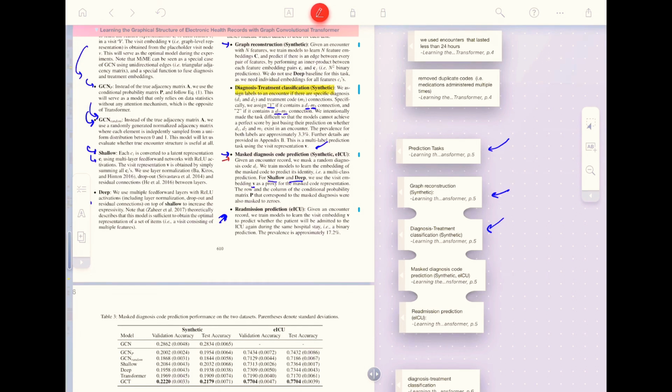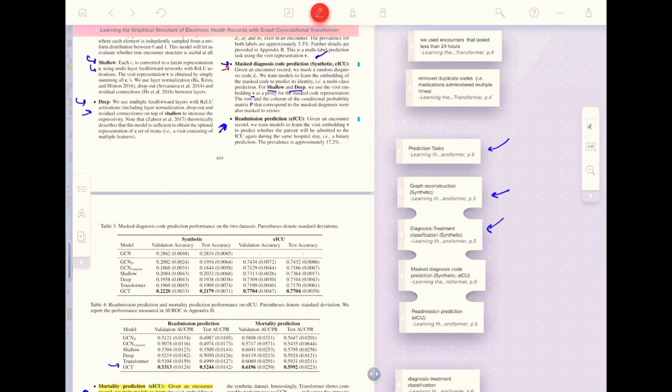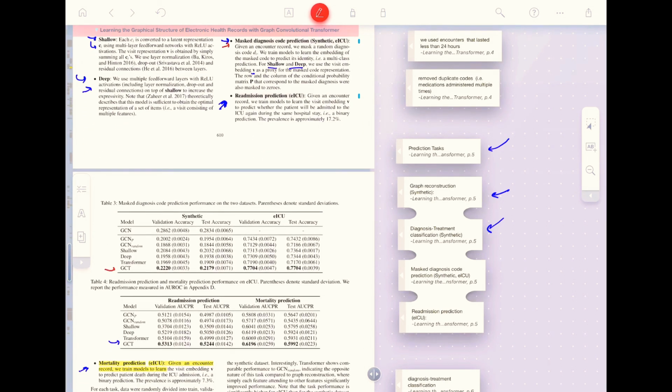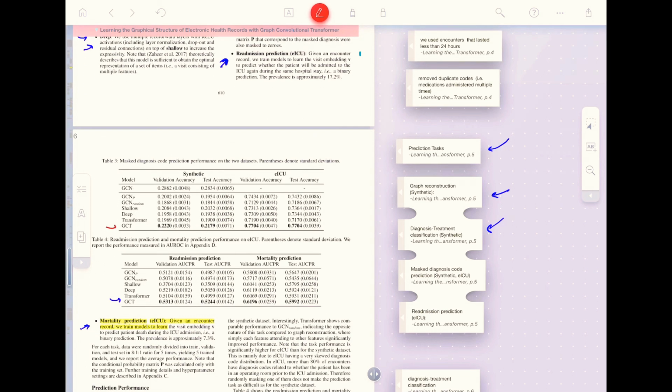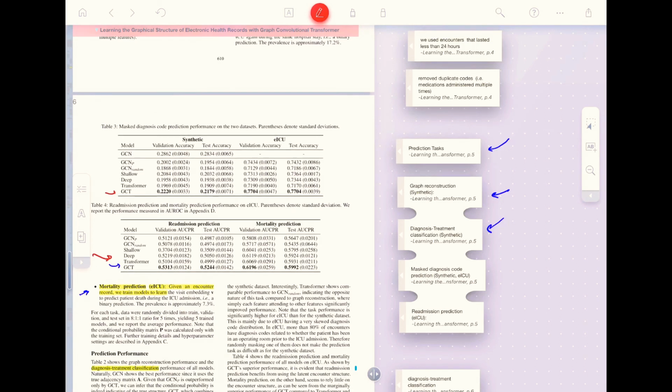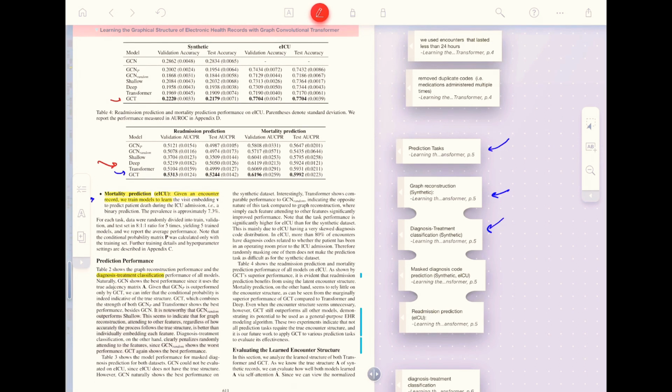When we go over the other tasks, for example, for the masked diagnosis, we can see that GCT again outperforms everything else, and we can have some sort of comparison over the other things. And for the cases of readmission and mortality, we also observe the same thing. So GCT is a very good architecture, one could say.